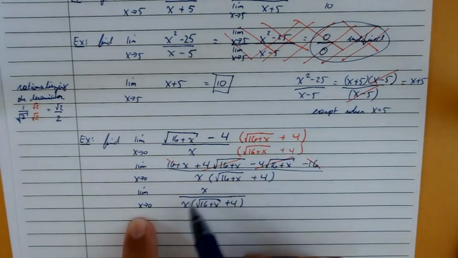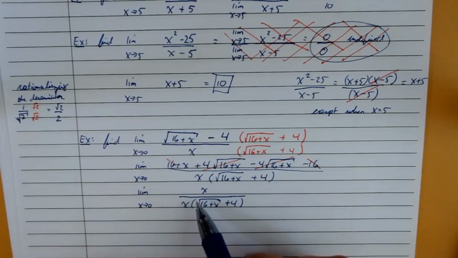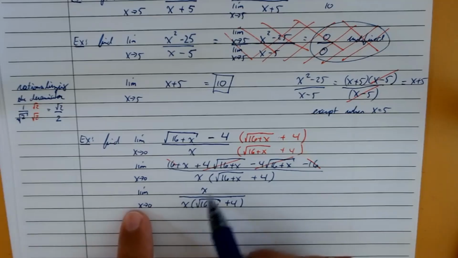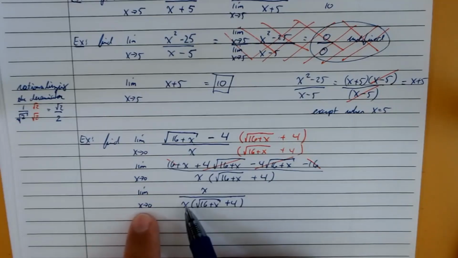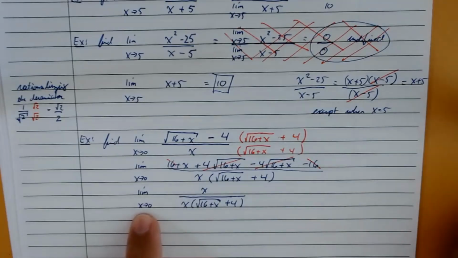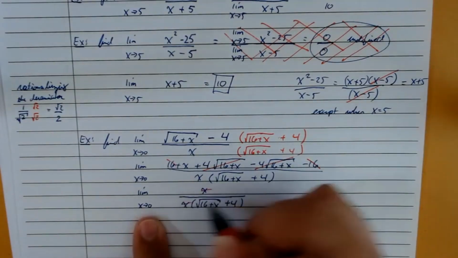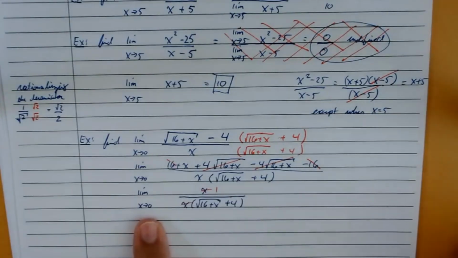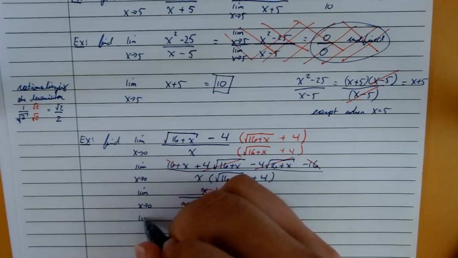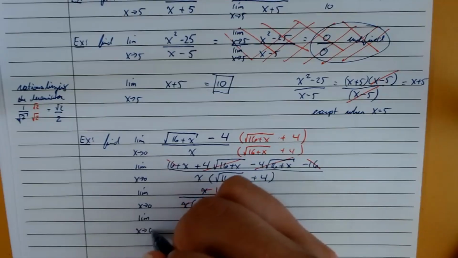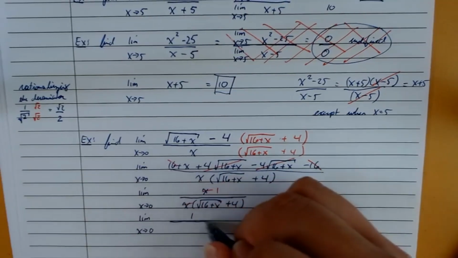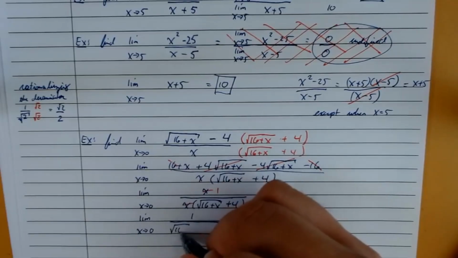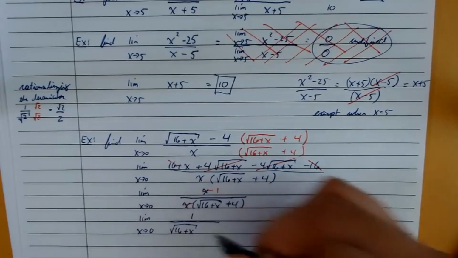Oh, but the only time they're both 0 is if I plug in x equal to 0. And because I'm taking the limit as x goes to 0, 0 is the one number I will never plug in. So here, I can't divide these out if x is equal to 0. But here, x will never be 0. So I can divide those away. x divides x to give us 1. And so now we're left with the limit as x approaches 0 of 1 over the square root of 16 plus x, plus 4.